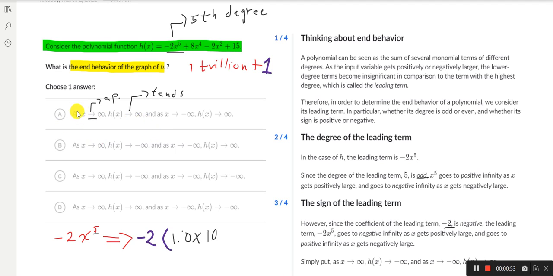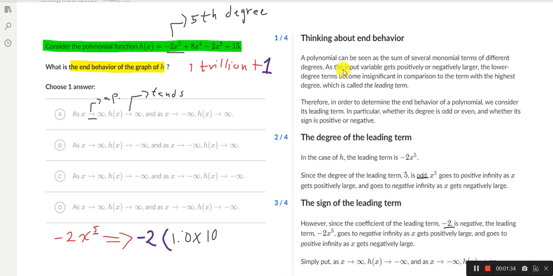So this is how we read this. As x approaches infinity, h of x tends to positive infinity. Let me read this again. As x approaches positive infinity, h of x approaches or tends to positive infinity. And as x approaches or tends to negative infinity, h of x approaches positive infinity. Let's see how that is true.